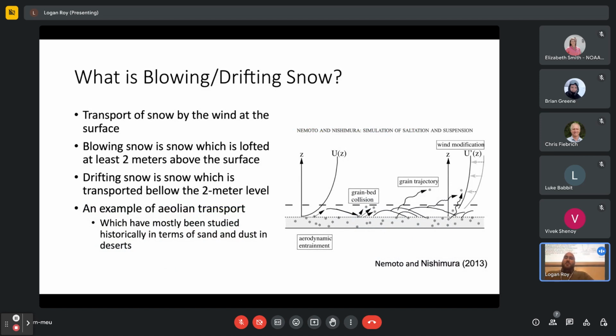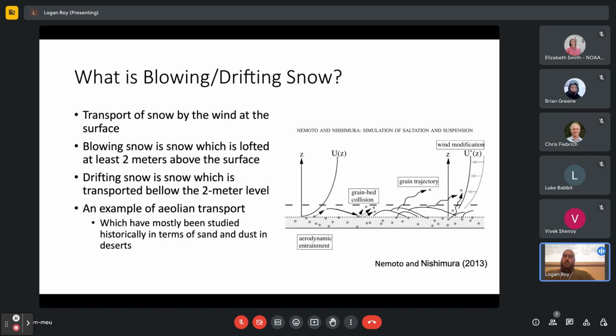It's very basic. It's just the transport of snow by winds at the surface. The difference between blowing and drifting snow is more of a technical one rather than a physical one. It's whether or not this snow impacts visibility above or below two meters. And then it's an example of a more broad phenomenon called Aeolian transport, which historically has already been studied in the context of sand and dust.